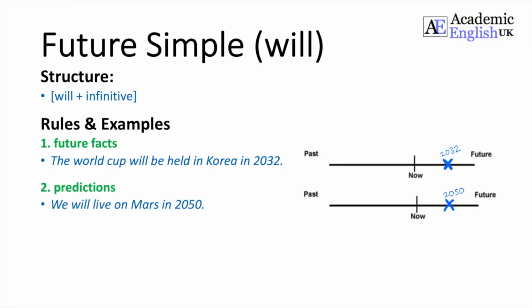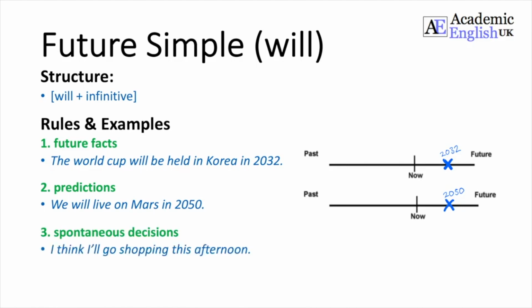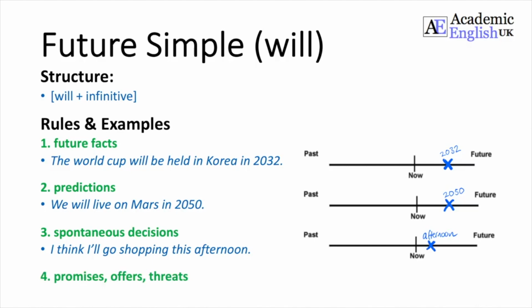The third is for spontaneous decisions made at the time of speaking. So I make this decision now. I think I'll go shopping this afternoon. And the fourth is for promises, offers, and threats. I'll help you with your homework later.